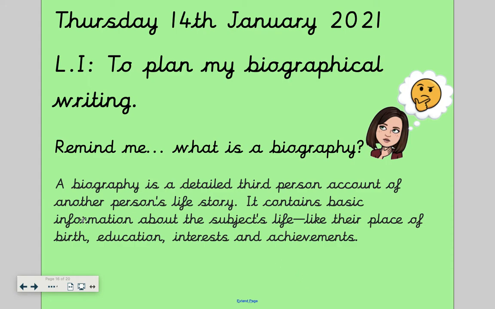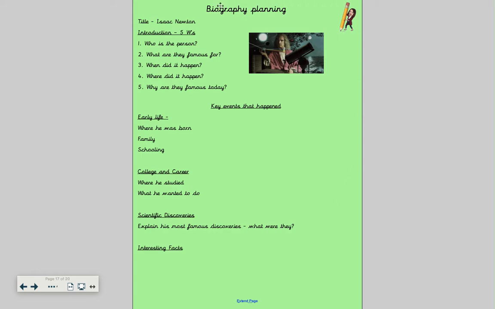Now, we should have covered all these topics when we did our fact file on Monday and found lots of information about Isaac Newton to help us answer those questions. Now, here I have a planning sheet for our biography writing. So if you get a clean piece of paper, or if you've got a book that you are doing your work in, you can do it on those, I really don't mind. We are going to have the title as Isaac Newton because he is the subject of our biography. And we're going to focus on our introduction first.